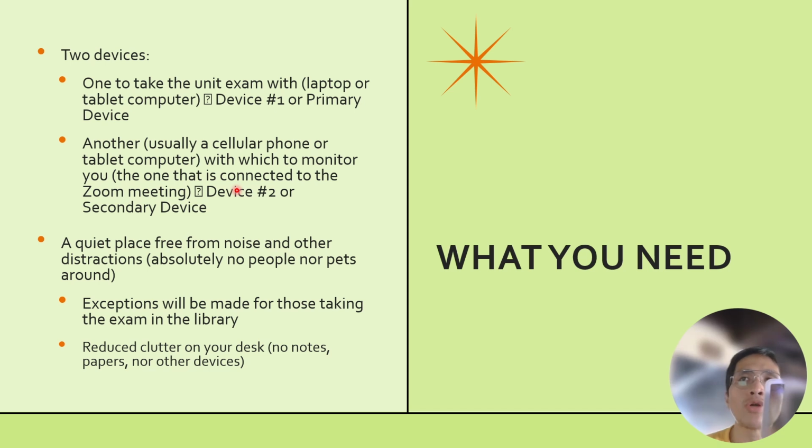The secondary device is your cellular phone or tablet computer if you're using a laptop, which we use to monitor you. This is the one that is connected to the Zoom meeting. So once again, device number two or the secondary device is the one that you use to connect to the Zoom meeting. You do not need to connect to the Zoom meeting with your primary device.